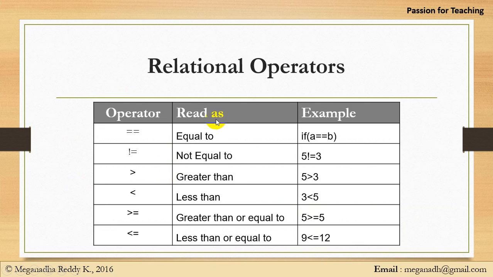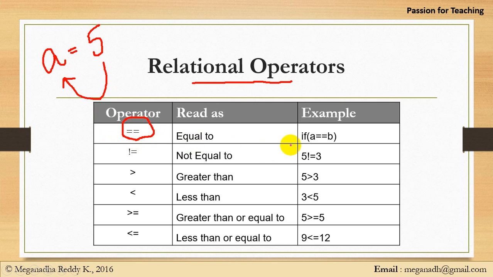Now we are going to discuss relational operators. As the name of the operator itself suggests, it's going to check the relation between two operands. So for checking equality, we use double equal to. Single equal to is used for assigning. If you put a is equal to 5, that means I'm going to assign value 5 to a. So single equal to is used for assigning. For checking a condition, we use double equal to.